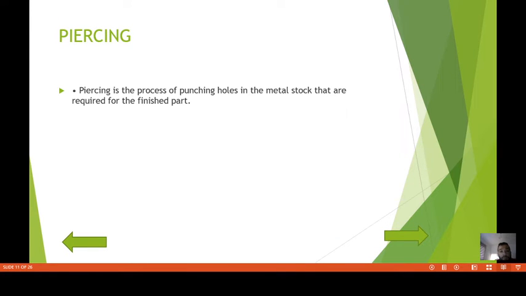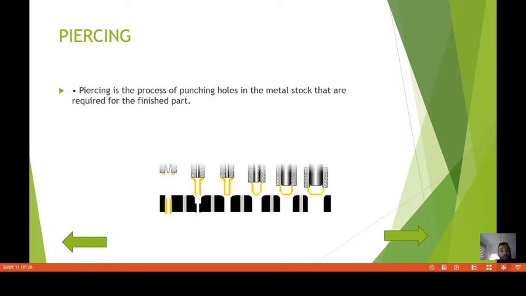Piercing is the process of punching holes in the material stock. These holes are required for the finished part. In this live photo, you can see how the machine works.